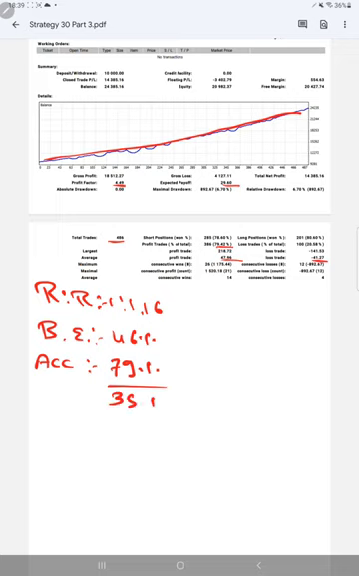35% over the requirement. So if you are also willing to get the same profit, you can ask for the connection and get the same trades on your account. It will be 33%. So thank you so much for watching this video.